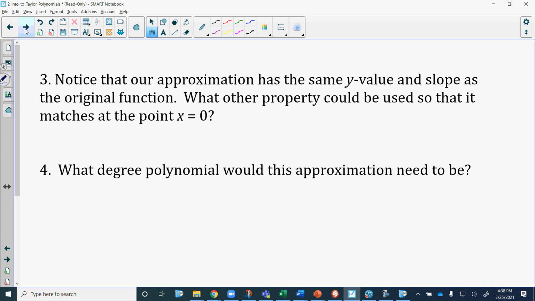Well, in this case, the only other thing that we could use is we could look at the second derivative test and understand that they could have the same concavity. Not can. The concavity will be the same.